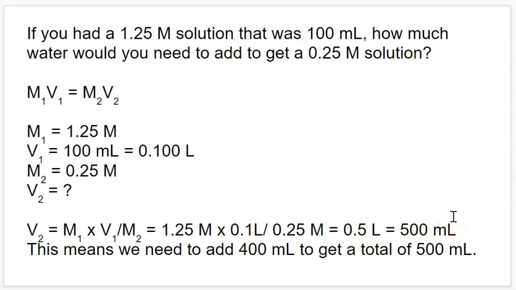And I can't just say that 500 milliliters is the answer to this question, because if we look back at the question, it specifies that it's asking for how much water we would need to add to get to a 0.25 molar solution. So this 500 is our final volume that we want, but we know based off of the context that we started with 100 milliliters. So to go from 100 milliliters to 500 milliliters, I'm going to need to add 400 milliliters to get there. So that would be the actual answer to this question.